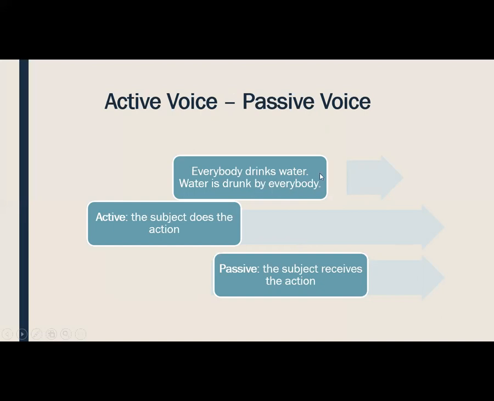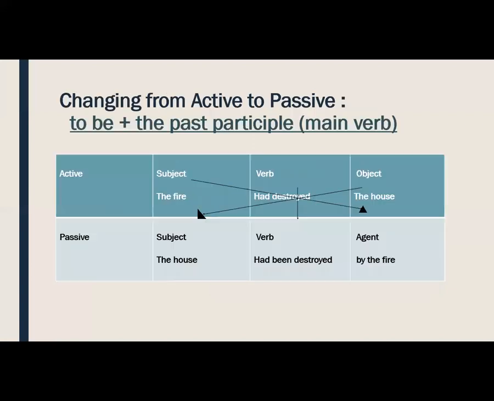The first sentence is an example of active sentence, since we can see that the subject does the action. Everybody drinks water. The second one is an example of passive voice, and we can see that the subject receives the action. Water is drunk by everybody. In other words, I would say we use the passive voice to emphasize the action rather than who does or who is responsible for it.